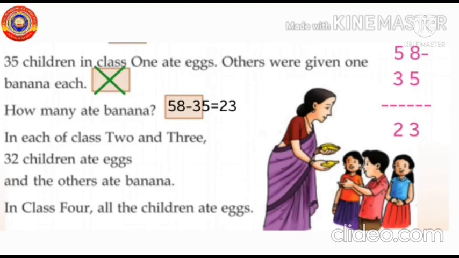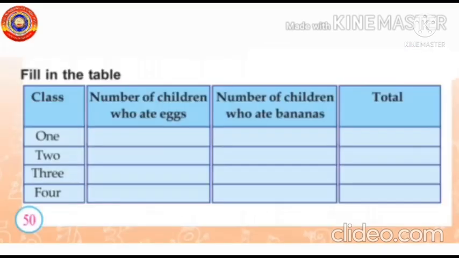Then next one, filling the table. In the first column, classes are given 1, 2, 3, 4. In the second column, number of children who ate eggs is given. In the third column, number of children who ate bananas is given. Last one, total. Here, first we fill the last column, that is total. It is already given in the above tabular column. Look at the column and fill it. Class 1, 58. Class 2, 57. Class 3, 54. Class 4, 55.